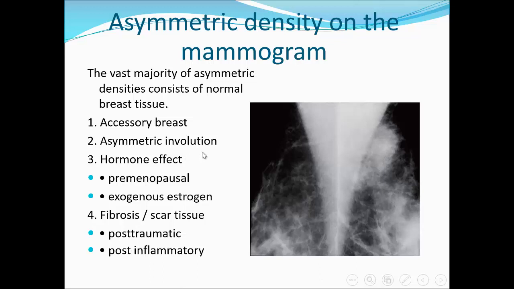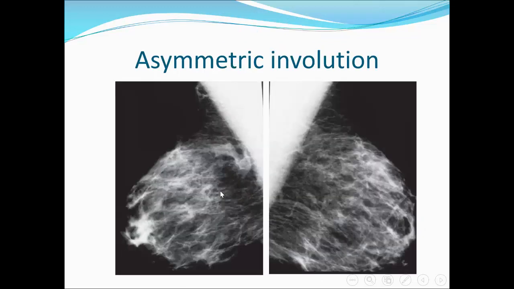Asymmetrical involution, and we see this in old age. We can find that the whole breast becomes involuted, but an area is still present with no involution. Hormonal effect in the premenopausal age, or a patient taking exogenous estrogen, post-traumatic and post-inflammatory changes also may cause asymmetric lesion. This is an area of asymmetrical involution of the breast. This is a perimenopausal age patient. There is here asymmetrical density compared with the other side, so this is asymmetrical involution.